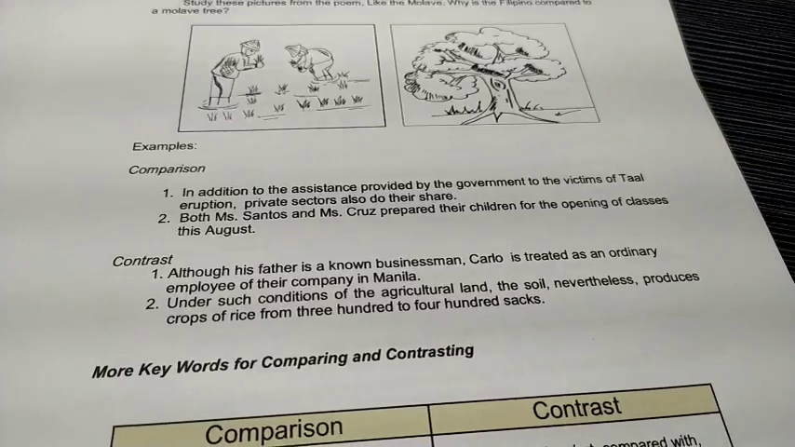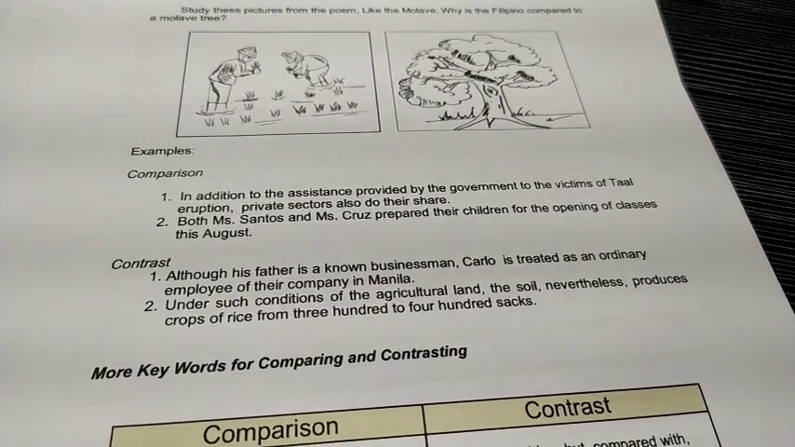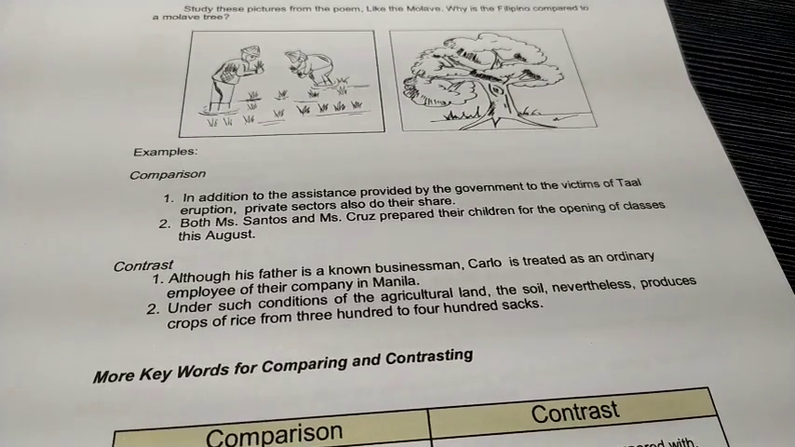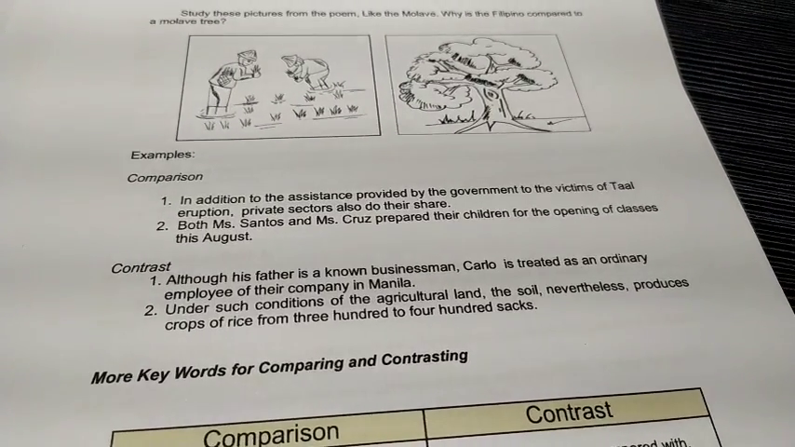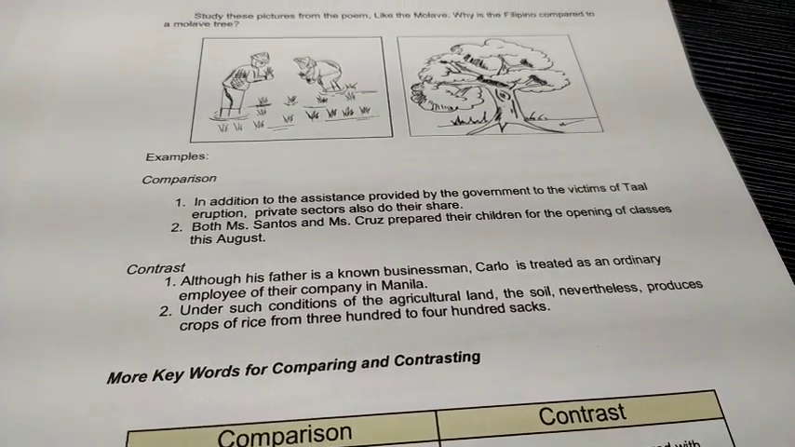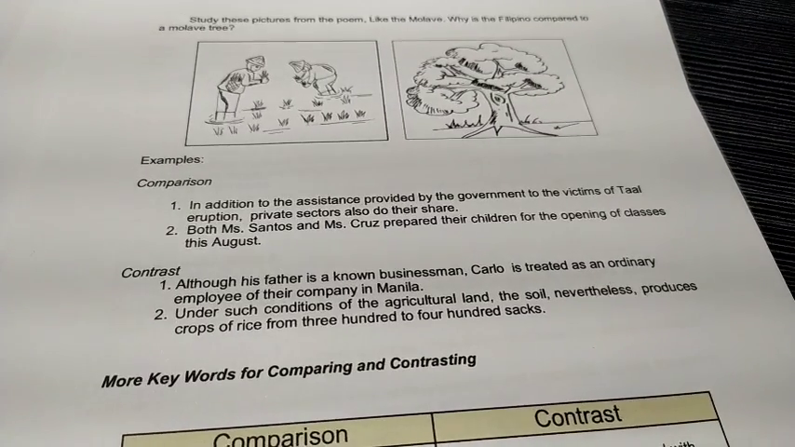For contrast: although his father is a known businessman, Carlo is treated as an ordinary employee of their company in Manila. So we can observe here contrast, meaning the difference or opposing ideas. What are the opposing ideas? His father is a known businessman, and then the opposing idea, Carlo is still treated as an ordinary employee.